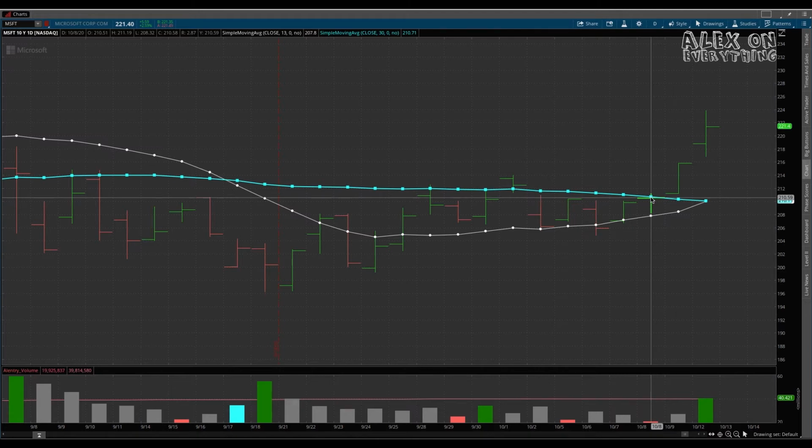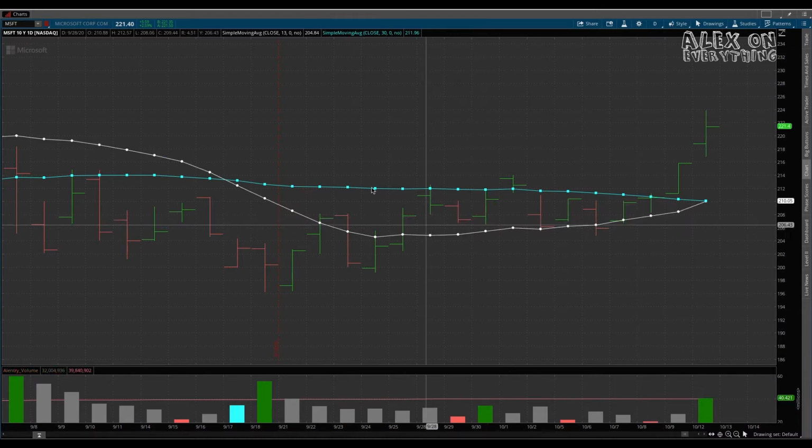So this bar, for example, closed at 210.58. This one closed at 209.83. This one closed at 205.91. And these averages would just take all of those close prices, add them all together, and then divide by whatever the period is. So for the 30, it would take the last 30 of those prices, add them all up, and then divide by 30, and you would end up with 210.71, which is what that blue dot is. The same for the 13, it would take the last 13 close prices, add them all up and divide by 13, and then you get 207.80.